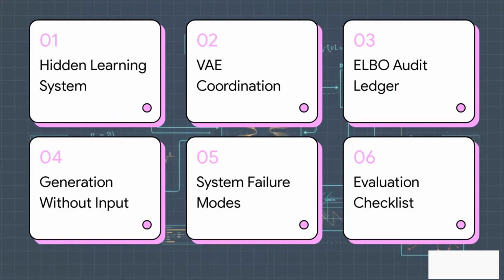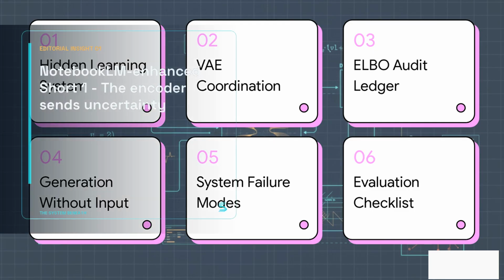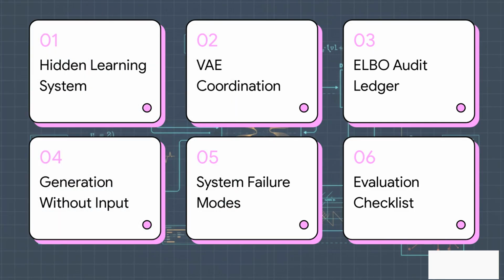So, to truly understand how it pulls this off, here's our system diagnostics menu for the day. We'll map the hidden learning system, check out the VAE coordination mechanism, audit the ELBO ledger, see generation without input, review system failure modes, and finish with our system evaluation checklist.